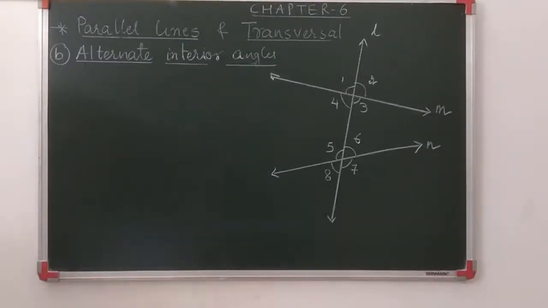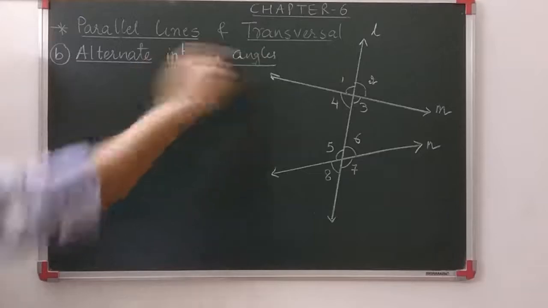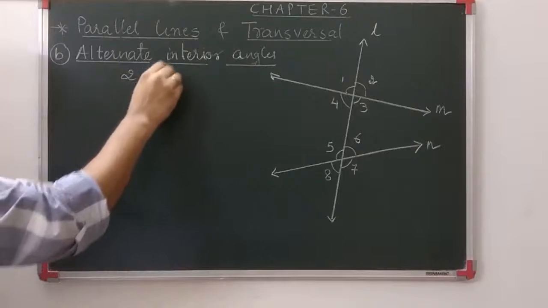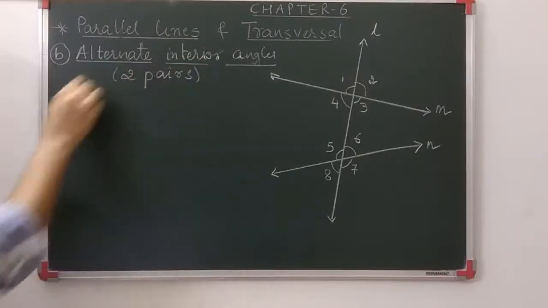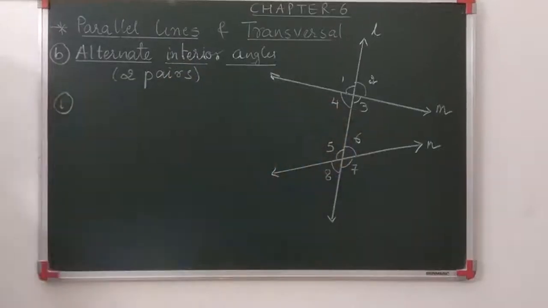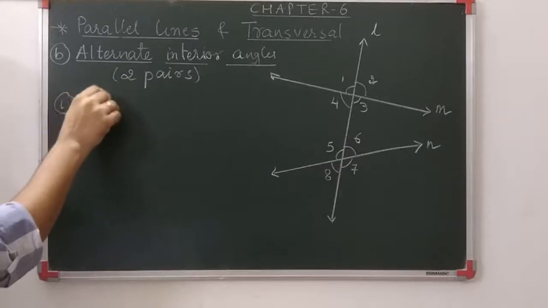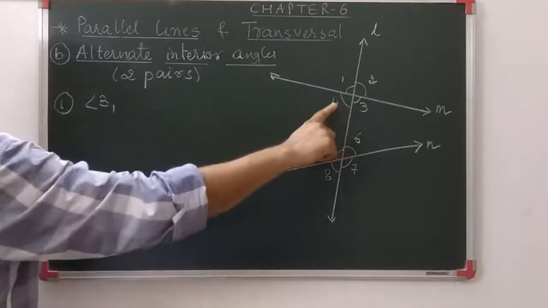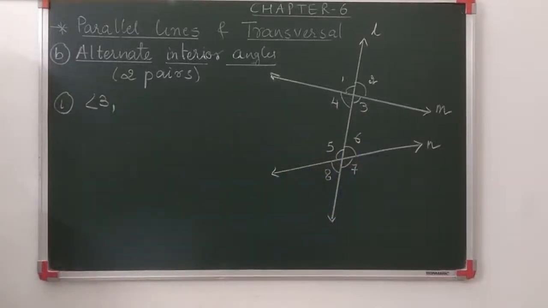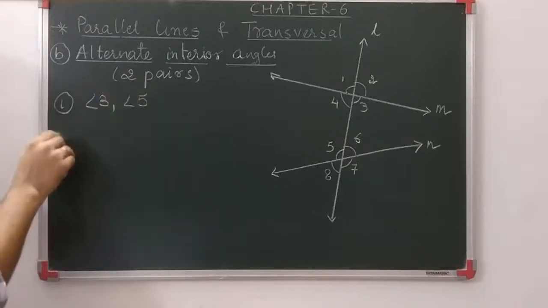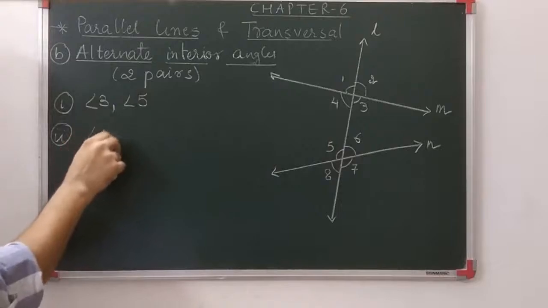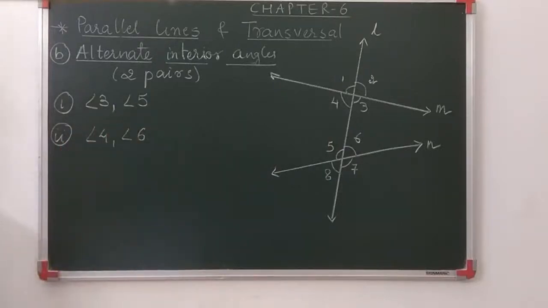Let us see the next one, that is the pair of alternate interior angles. As they are interior angles, obviously only 2 pairs are supposed to be there. Let's see which are there. As the interior angles, it should be 3, 4, 5, 6. Out of this, 2 pairs would be there. As the alternate angles, 3, 4, then 5. So we can say 3 and 5 are forming a pair of alternate interior angles. Second, the rest of the 2, 4 and 6. So we can say that they are a pair of alternate interior angles.